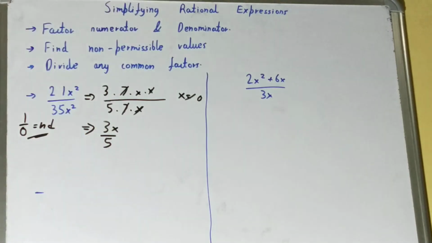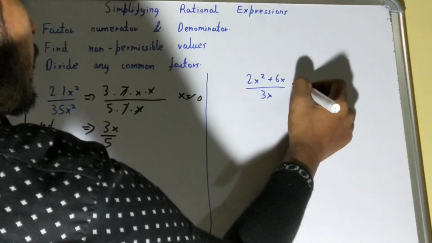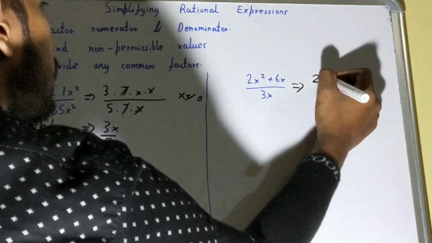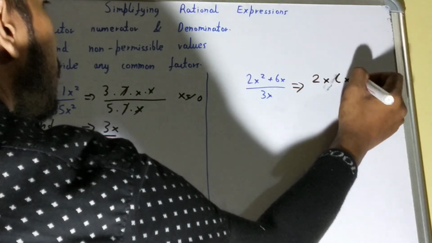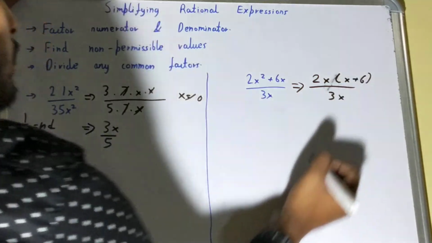Now let's do this one. The first step is to factorize. How can we factorize? We can take common factors in the numerator, so we can take 2x common. We'll be left with x plus 6, and in the denominator we'll be left with 3x.